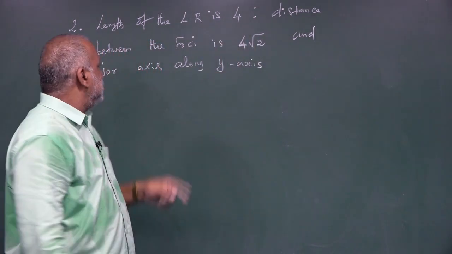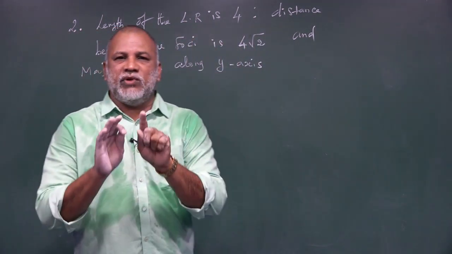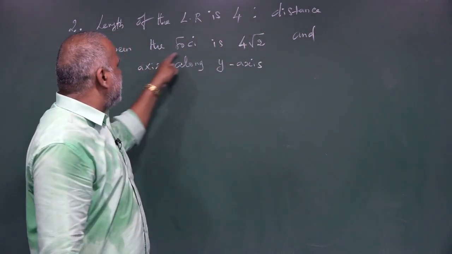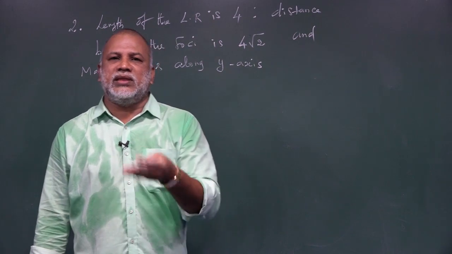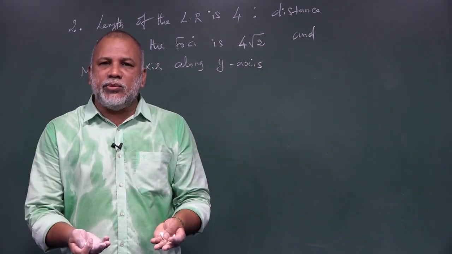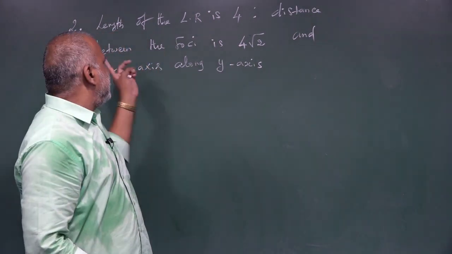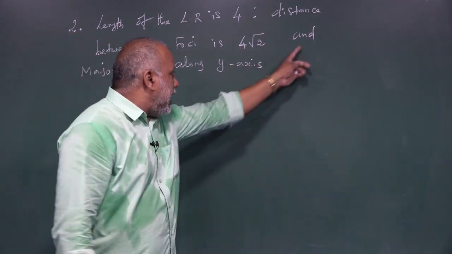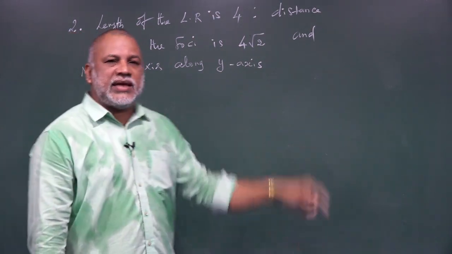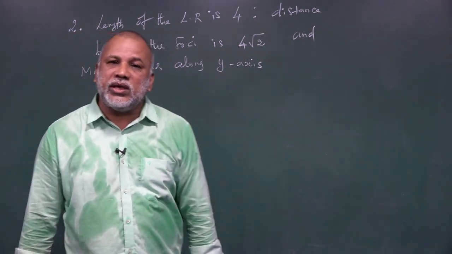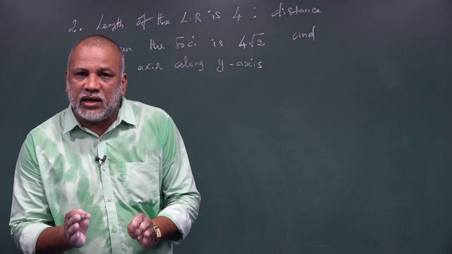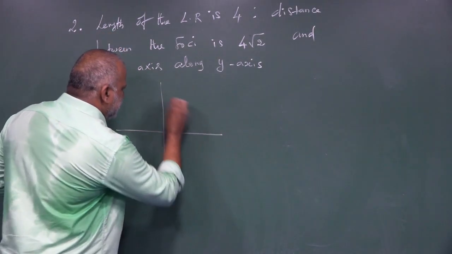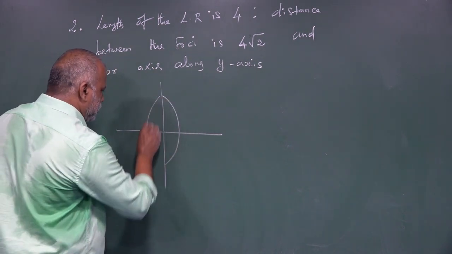See the given data. Length of the latus rectum is given. Once again the same given data. Here, the distance between the foci. In the previous question they gave the data e. Here it is some other concept. Distance between the foci is 4 root 2, and the major axis is along y-axis. In the previous question, the major axis was along x-axis. So by the given data, you can justify this is type number 2.